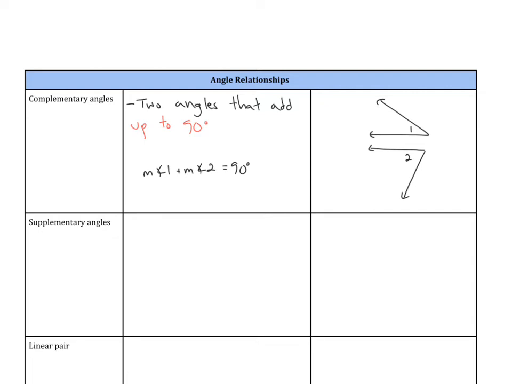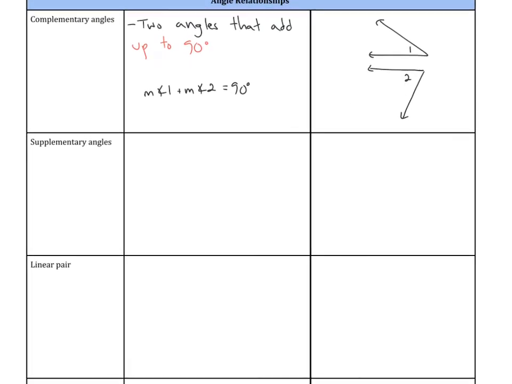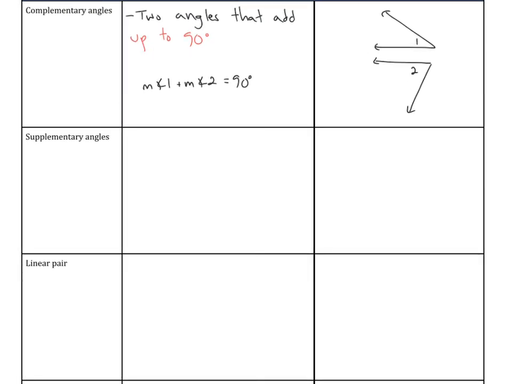All right. We also have another relationship called supplementary angles. And this is similar to complementary. It's just slightly different. But basically, these are another two angles. But this time, they add up to 180 degrees instead of 90.